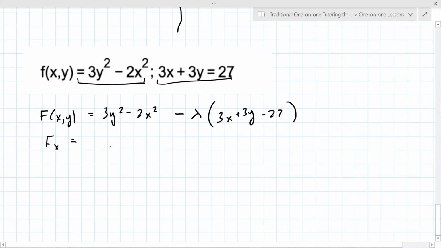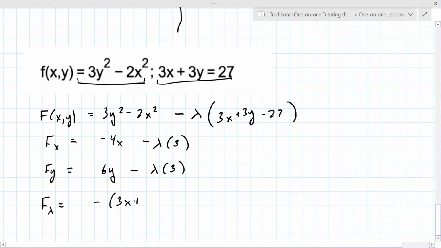So fx is minus 4x minus lambda times 3. Fy is 6y minus lambda times 3. And then f lambda is negative 3x plus 2y minus 27 equals 0. Actually, set them all equal to 0.